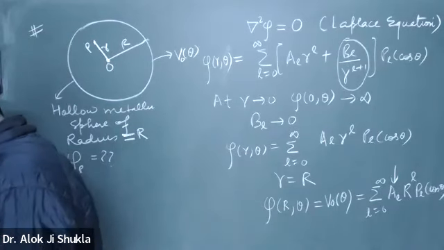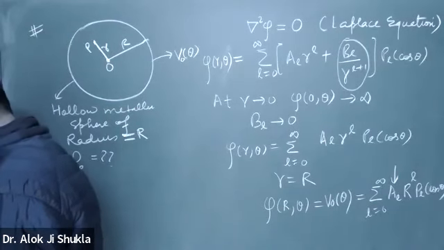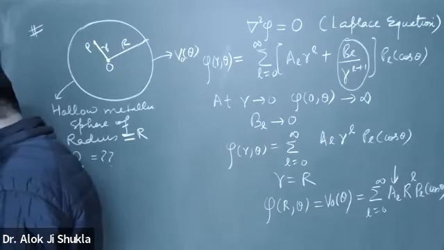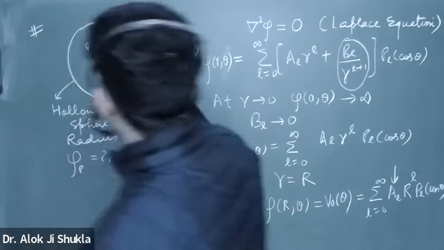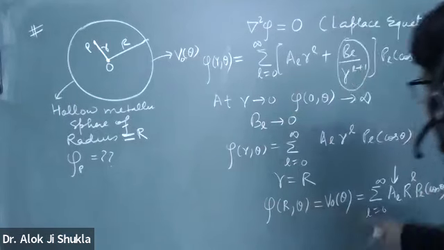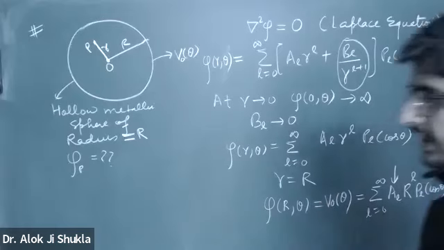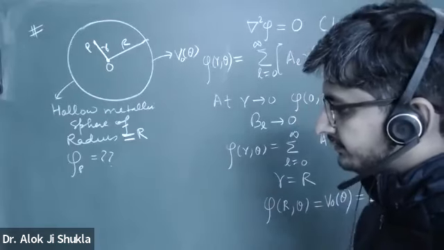So how do we get the value of A_L? Potential is a theta term, so there should not be a radial term. No, why so? This is on the boundary, it is V naught of theta, no? So this has become a constant, capital R. Now we have to get A_L. I am asking you how to get A_L. Can anybody suggest?